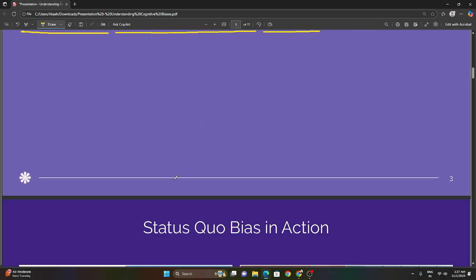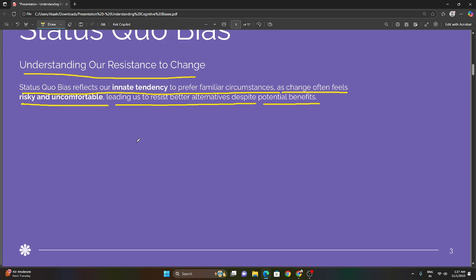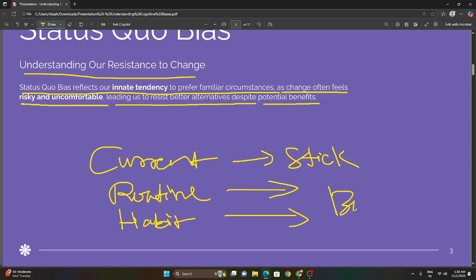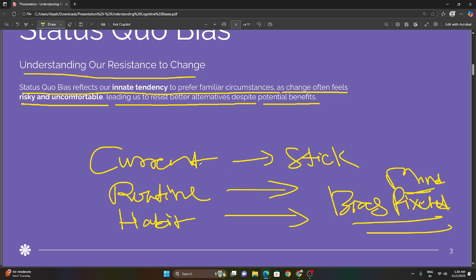So, the preference for the current state. Whatever is going on in my life, we stick to that. We stick to the particular routine you have, the particular habit you follow, the time you wake up, the time you sleep. These kinds of things are already fixated in your mind, and you don't want to change that. That's the thing, status quo bias.